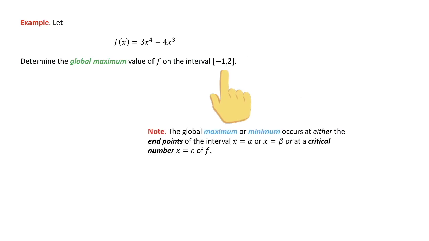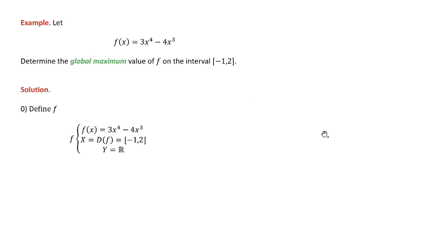All right, so we know from the global optimization theorem that the global maximum or minimum occurs at either the endpoints or at the critical points. So it's either going to occur on the left, on the right, or somewhere in the middle. If it's in the middle, it's going to occur at a critical point. So, again, here's the function.